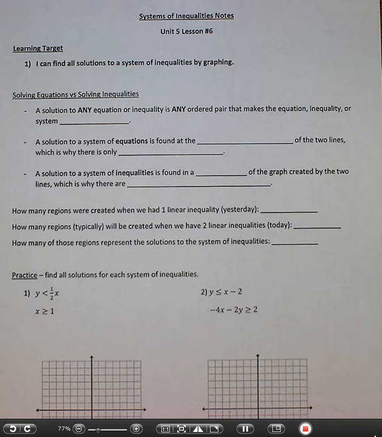All right, here we go with the last lesson of the unit and also the last lesson of the semester. And it is very similar to the last lesson. Okay, so solving equations versus solving inequalities.